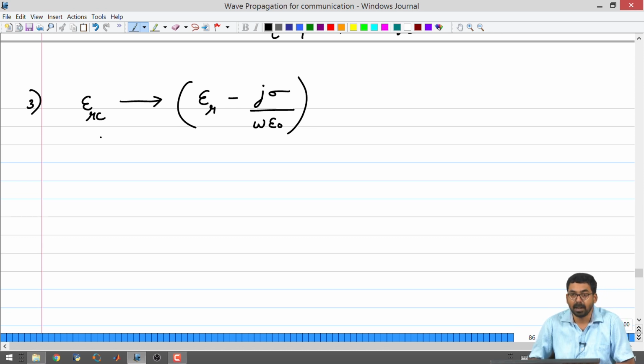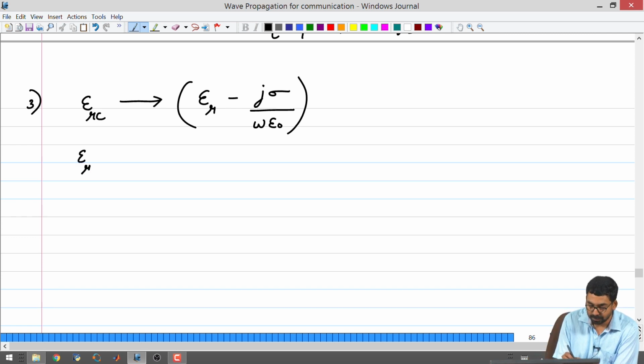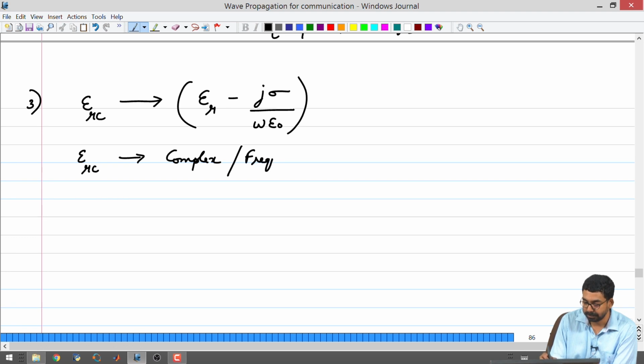The only way you can remove any frequency dependence in such kind of media is by plugging sigma equal to 0. So, in a pure dielectric medium, it is possible to do that over a wide range of frequencies, but in a conducting medium, epsilon r c depends on frequency. So, this is the first thing that we have to deduce. No matter what you do, it is going to be complex and it is going to be frequency dependent.